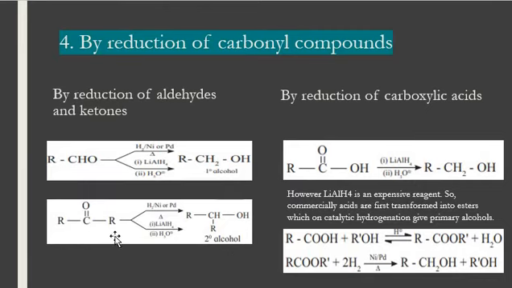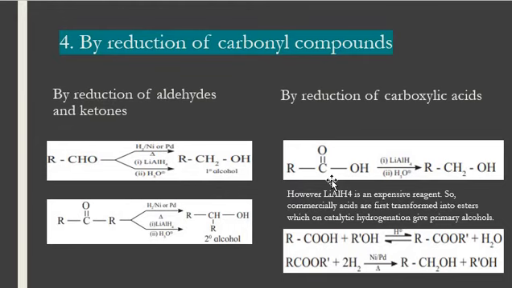Similarly, if you are taking a reducing agent like lithium aluminium hydride and the ketone is undergoing reduction, it will give you 2 degree alcohol. And another method is by reduction of carboxylic acid. When carboxylic acid is taken and you are doing reduction with the help of a strong reducing agent like lithium aluminium hydride, you will be getting primary alcohols.